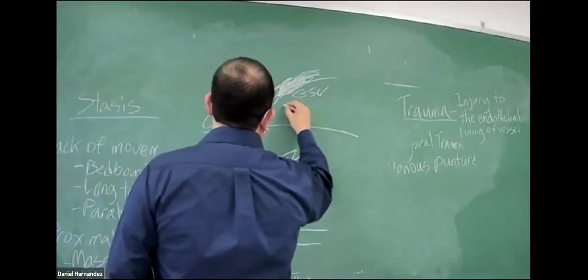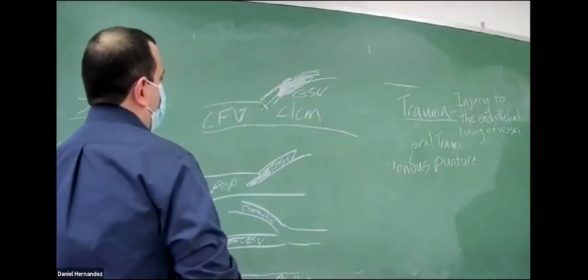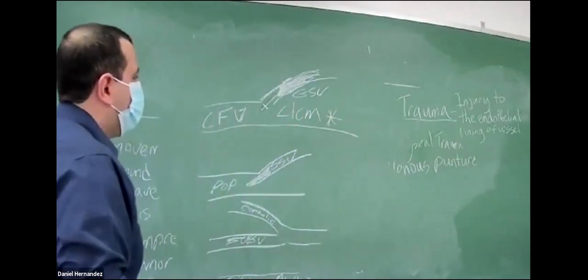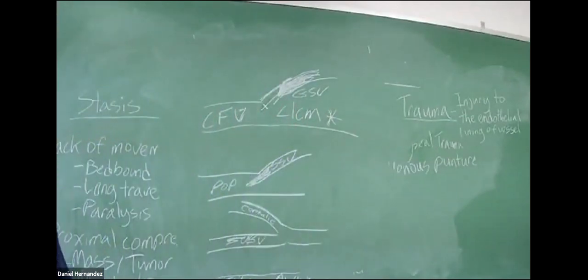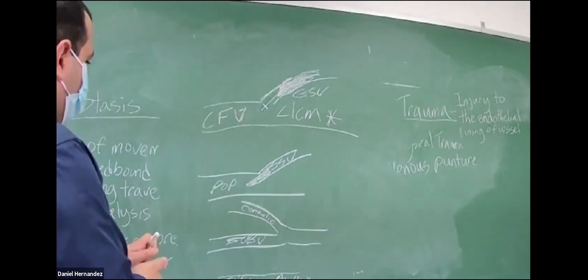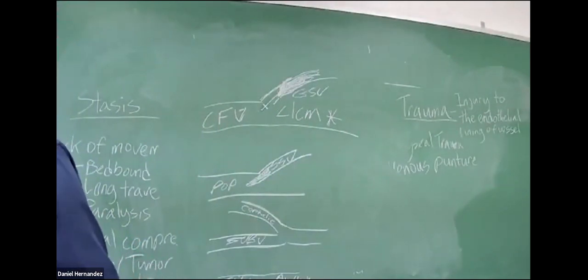So less than 1 centimeter is something that would be concerning. Small saphenous vein or lesser saphenous vein.